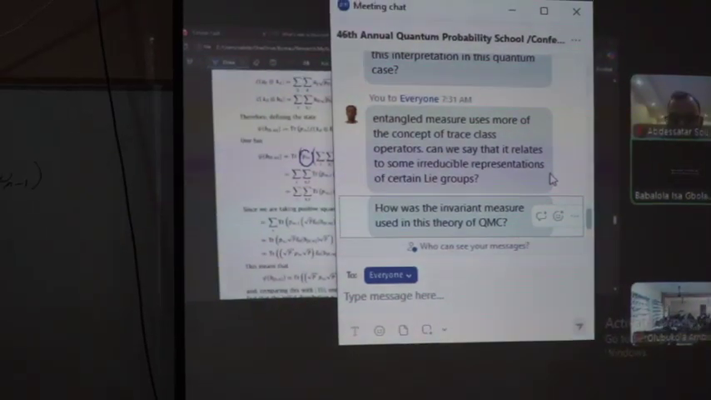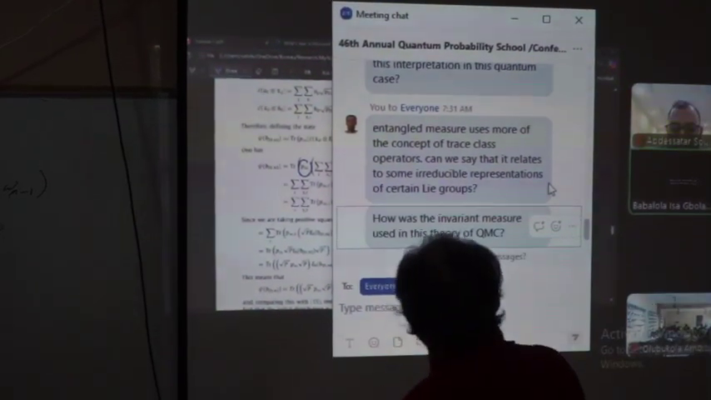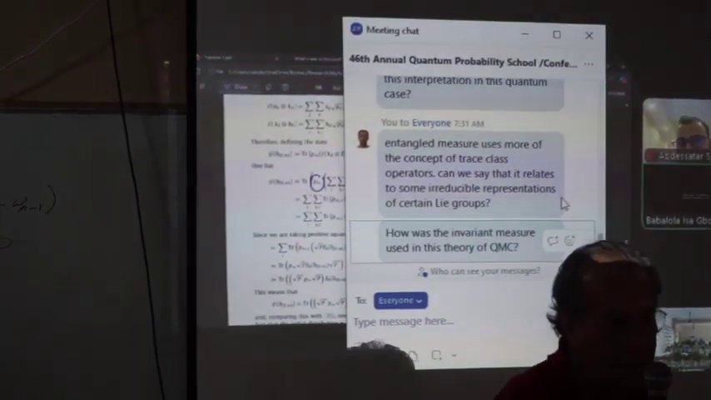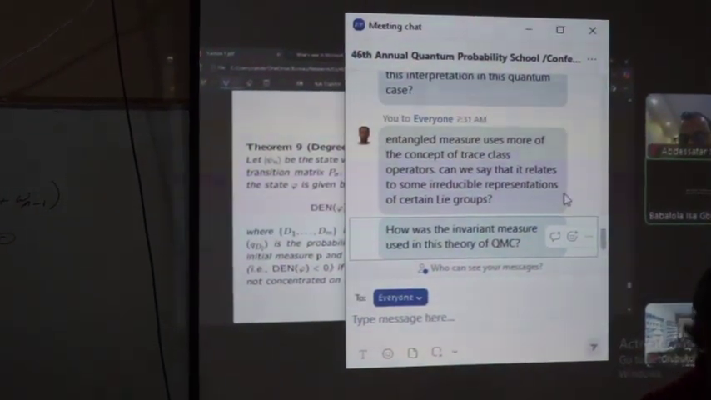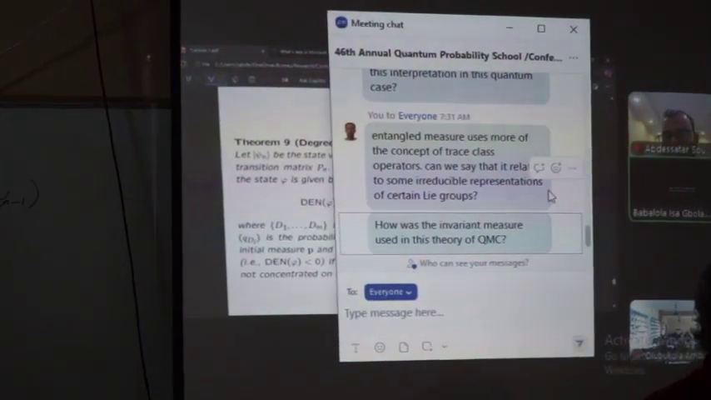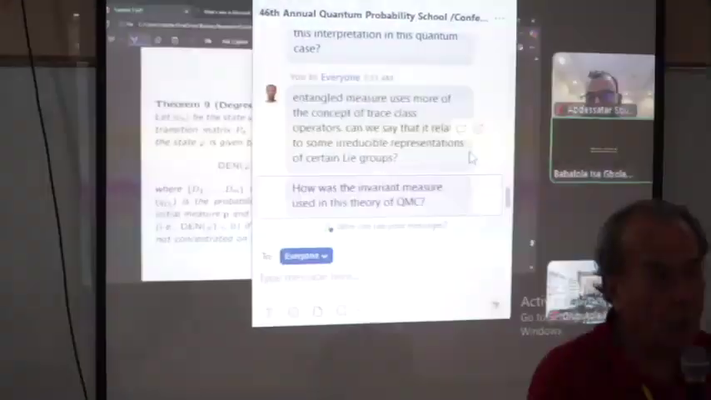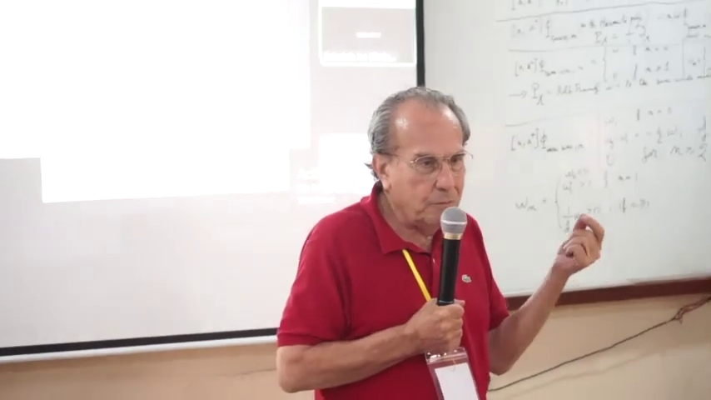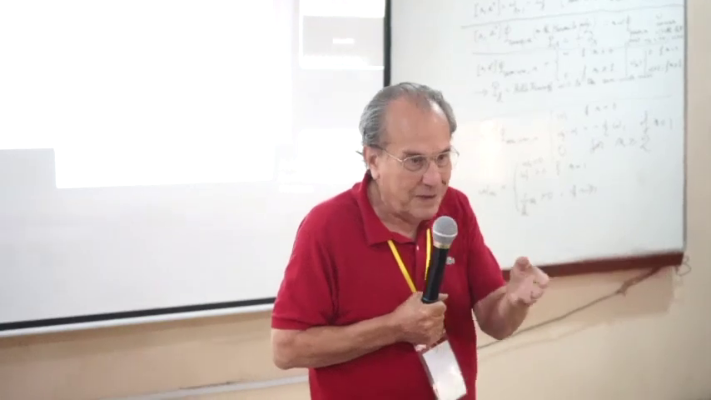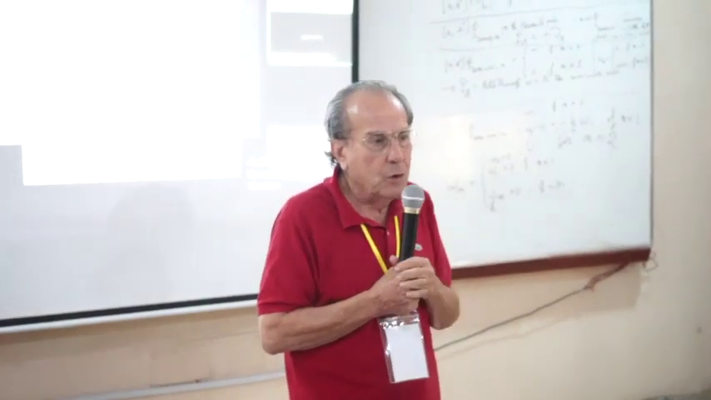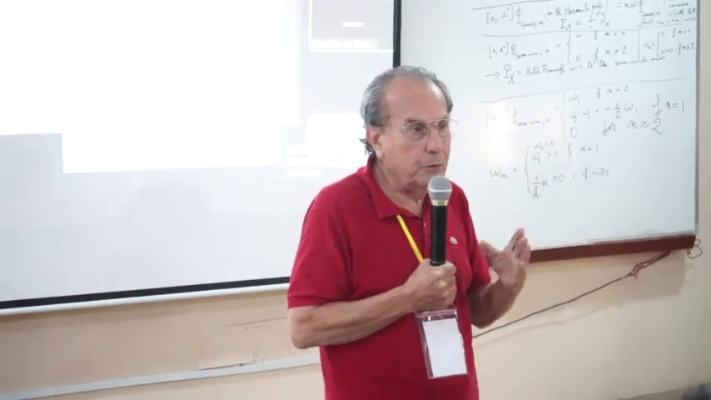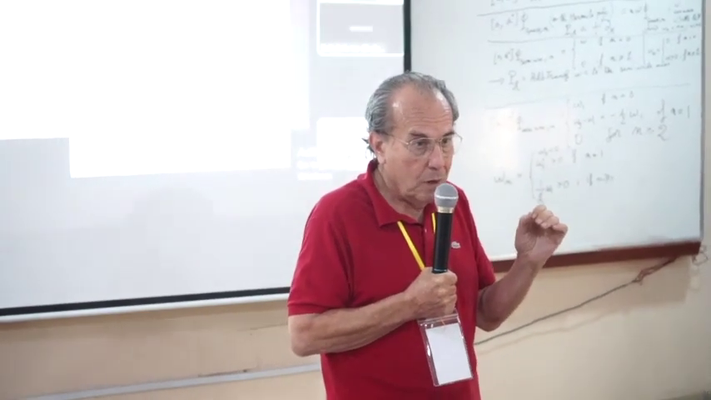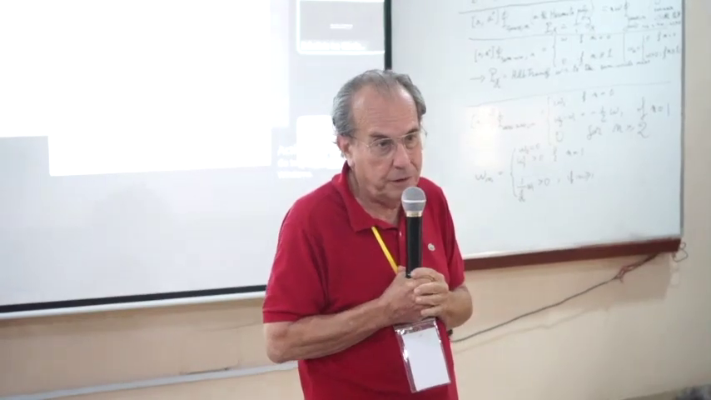This is the question. Entangled measures don't use any trace class assumption. The important point of entangled measure is the following. In 1982, exactly in the first QB conference, I gave the proof that the classical symmetric random walk cannot be lifted to a unit.